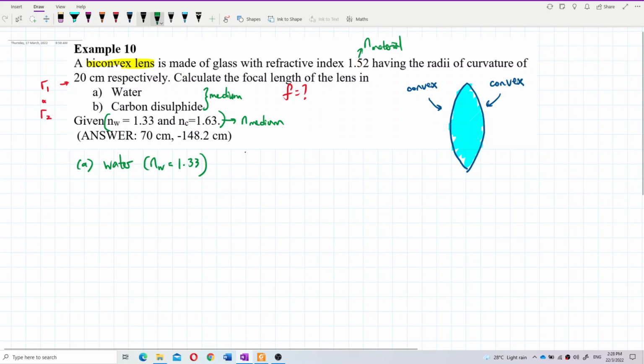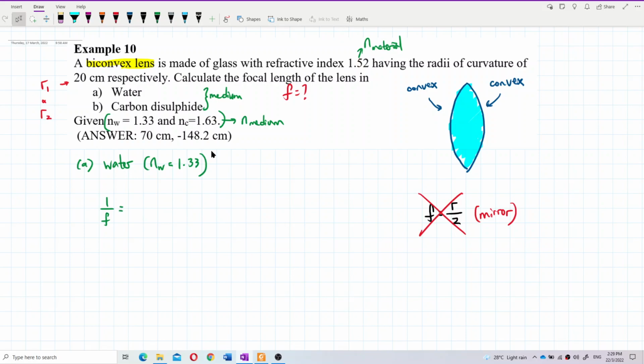Don't use focal length of lens is R/2. No, this is wrong. This is for a mirror. A mirror only has one surface, so it has only one radius. But a thin lens has two surfaces. So for a mirror, use R/2, but we're not going to use this for a lens. For a thin lens, we're going to use this formula.